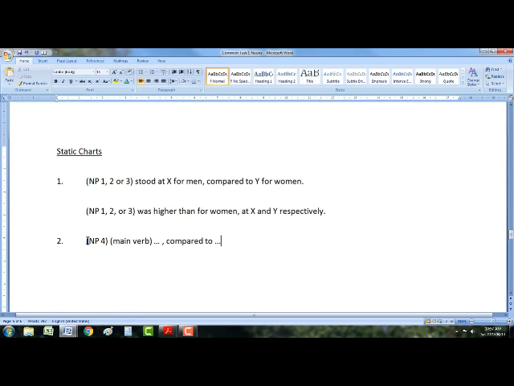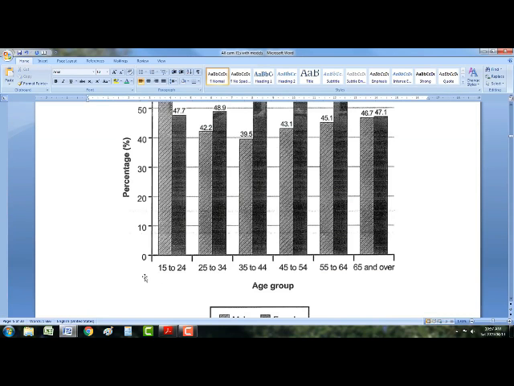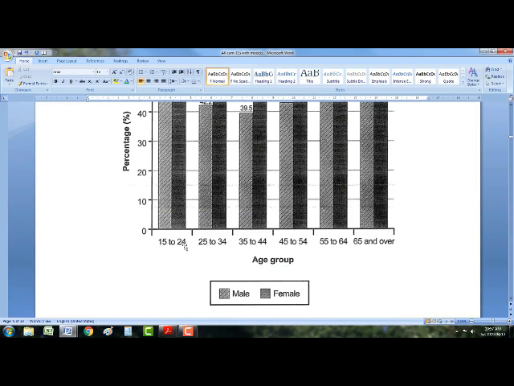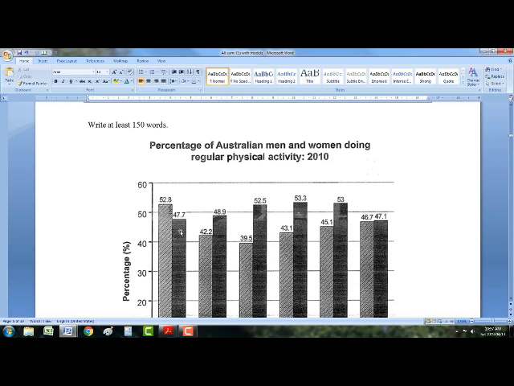Right, then we're going to use one of our sentences. Finally, let's start with noun phrase 4, because that's what I want to focus on today. So X% of men exercised compared to Y% of women. And what have we got? Let's start with this youngest one. 15 to 24 years old, 52.8, 47.7.